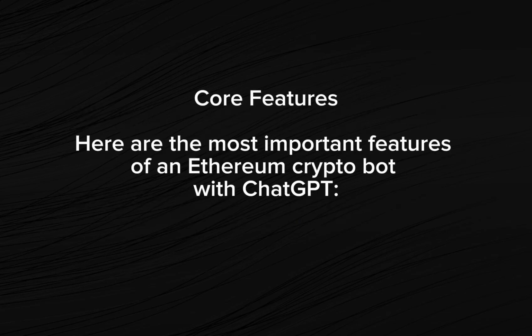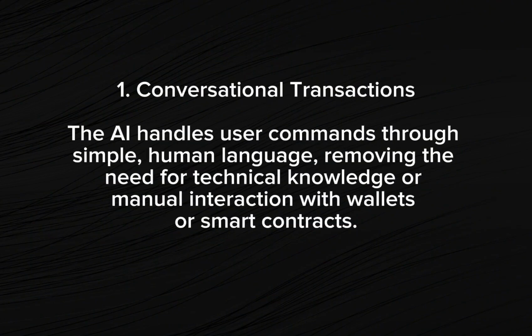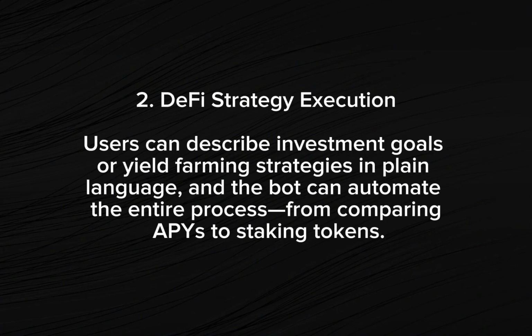Core features. Here are the most important features of an Ethereum cryptobot with Chat. 1. Conversational transactions. The AI handles user commands through simple, human language, removing the need for technical knowledge or manual interaction with wallets or smart contracts. 2. DeFi strategy execution. Users can describe investment goals or yield farming strategies in plain language, and the bot can automate the entire process from comparing APYs to staking tokens.